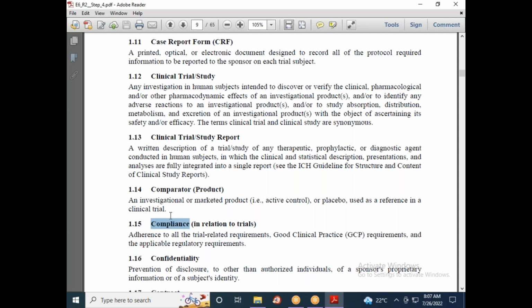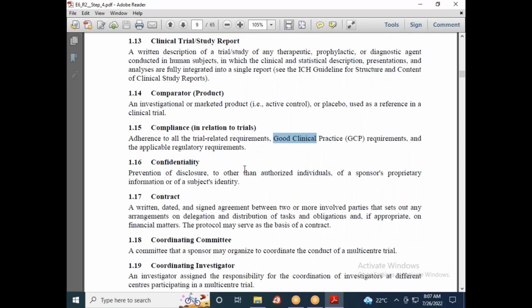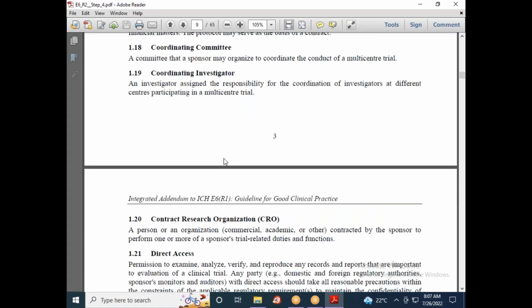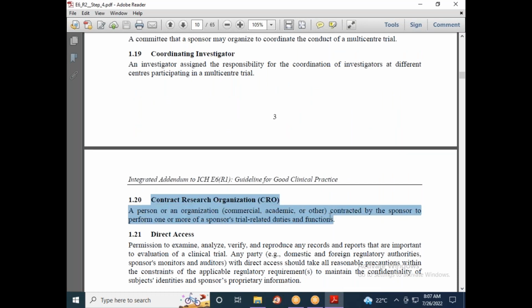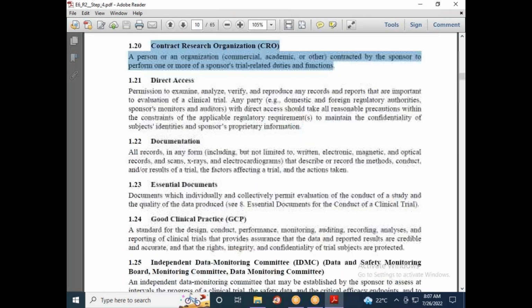Compliance is adhering to all the trial related requirements. So in compliance with means you are following all the standards, GCP requirements and other regulatory requirements. Confidentiality is nothing but maintaining secrecy, not disclosing things to anyone. Contract means agreement between two parties. CRO stands for Contract Research Organization.